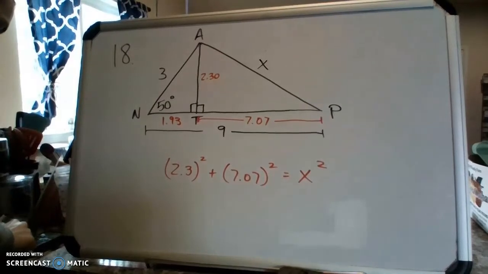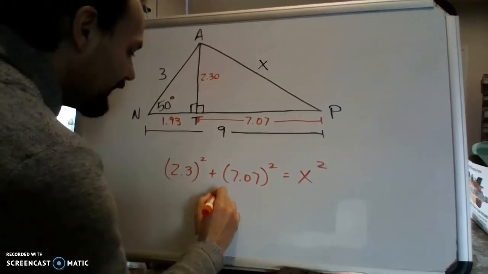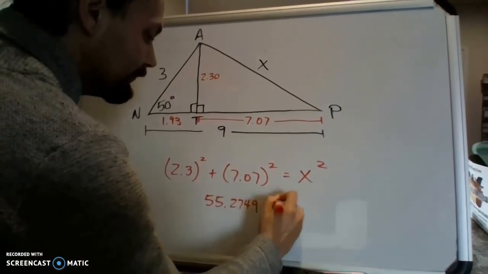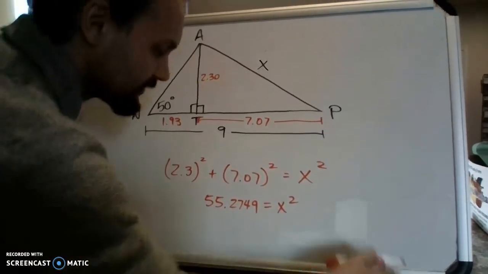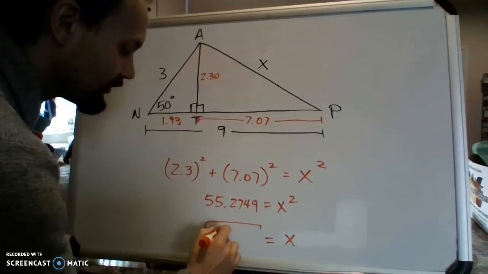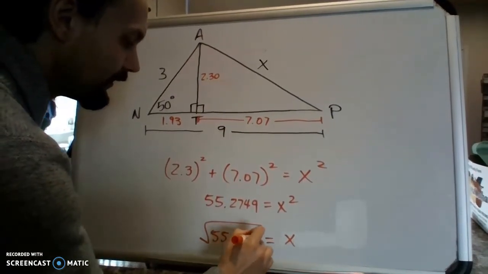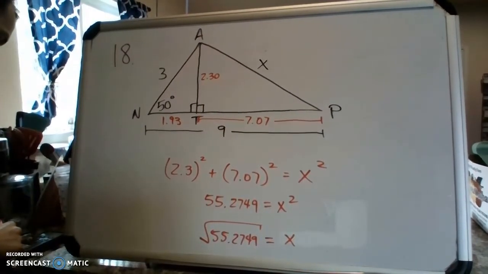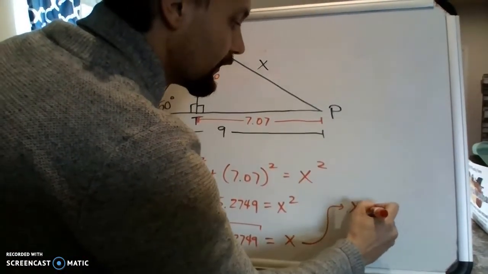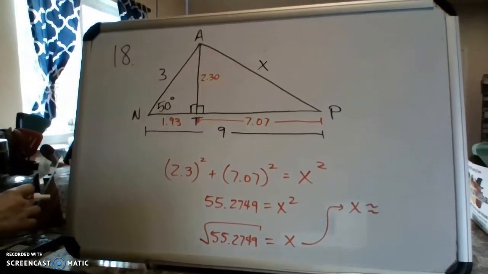Use your calculator to figure out what 2.3 squared plus 7.07 squared is. That comes out to be 55.2749. Square root both sides to find out what x is going to be equal to. And again, you're going to use your calculator in this case to figure out what that is. So the square root of that long number gets us that x is approximately equal to 7.4.